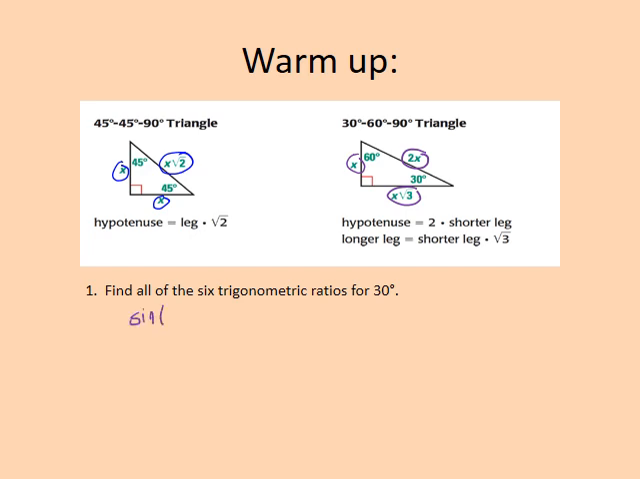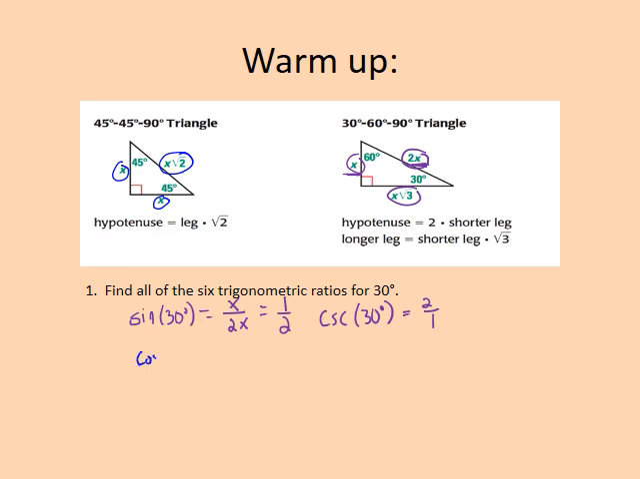So if we do the sine of 30 degrees, we know that sine is opposite over hypotenuse. So sine of 30 degrees is going to be x over 2x, which reduces to 1/2. Cosecant of 30 degrees is the reciprocal of that. So since sine is 1/2, cosecant is 2 over 1.